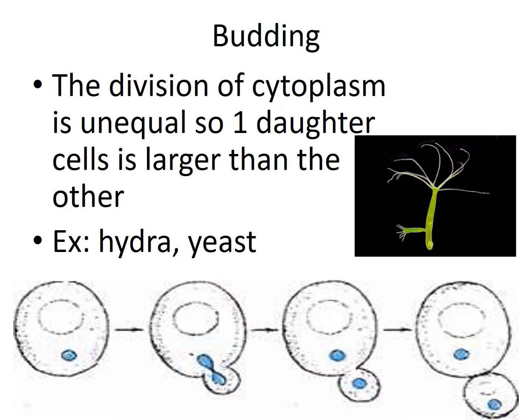Budding. So budding is a division of cytoplasm that is unequal. So binary fission was equal, budding is unequal. So one daughter cell is larger than the other. We have hydra or yeast.